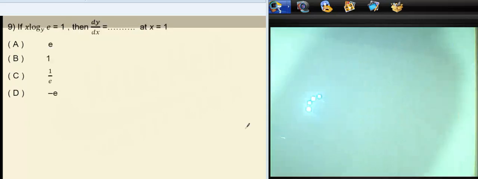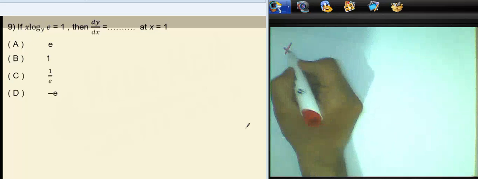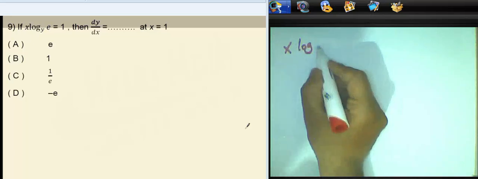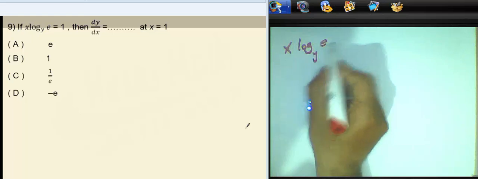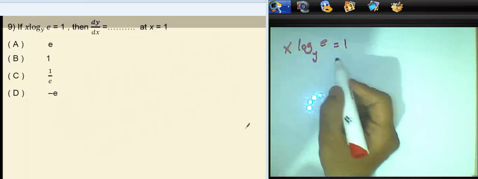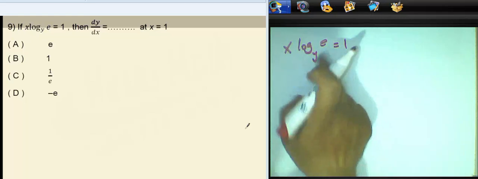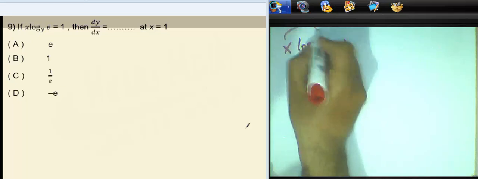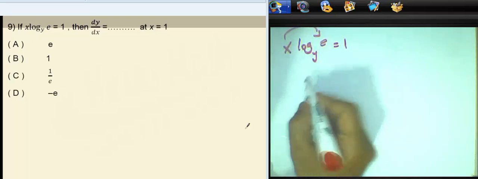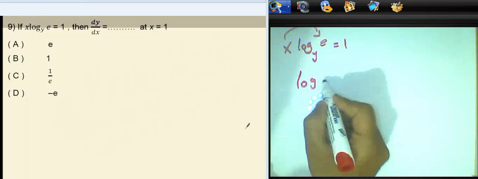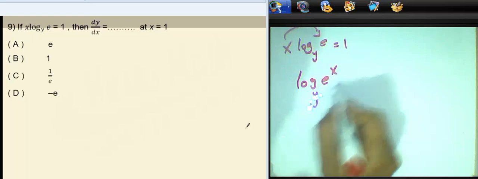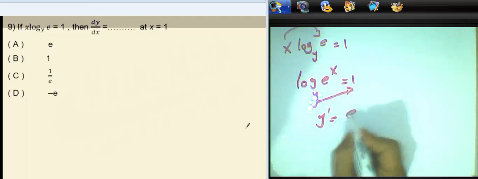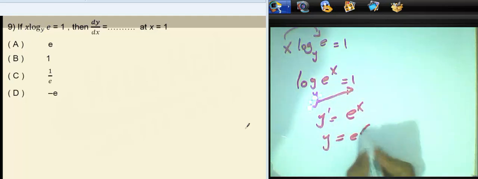Question number 9. If x logarithm e to the base y equal 1, he asked about the derivative about y of x. We know e here and x outside. We can write x in the power about e. The result will be logarithm e power x to the base y equal 1. We know y power 1 equal e power x. Then y equal e power x.